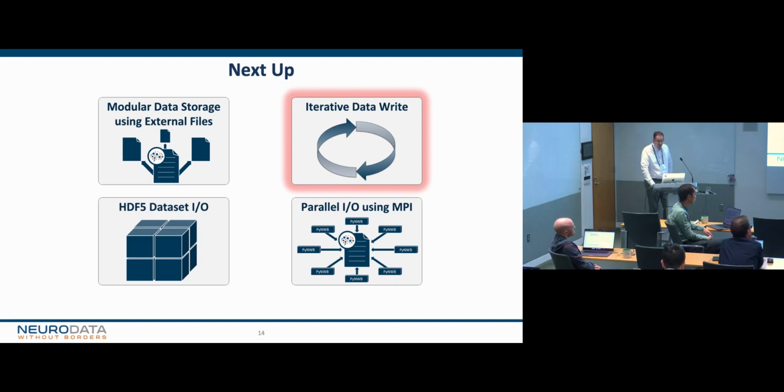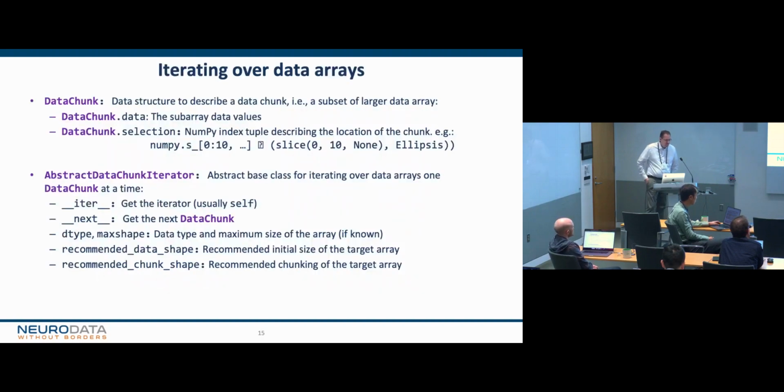Let's move on to our next section, which is iterative data write. Iterative data write is there to allow you to write your data to NWB without having to load all the data into memory. If you want to convert, let's say, a terabyte-size file, you don't have a terabyte of main memory, so you want to write that data in blocks. The same way we chunk the data, you want to be able to write this data in chunks.